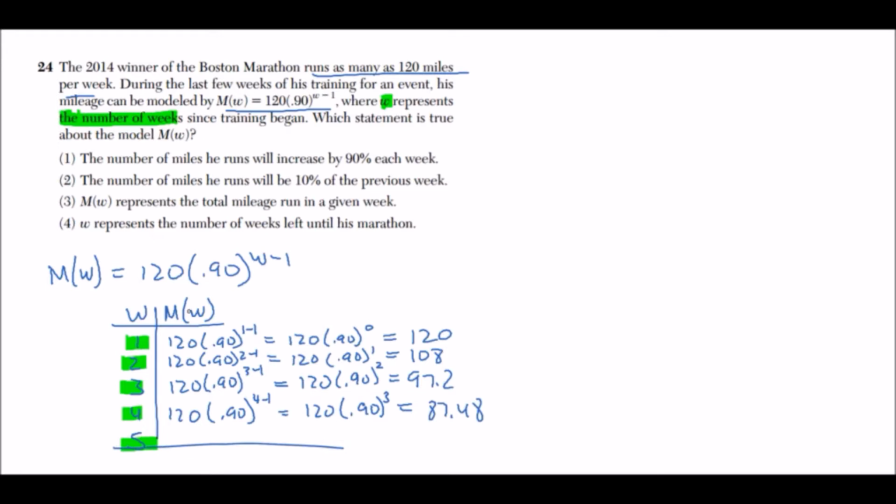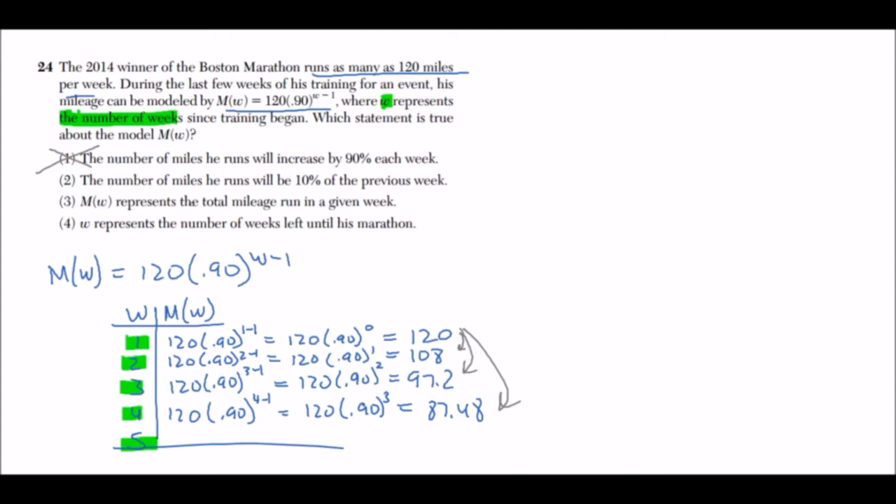So we actually start by running 120 miles in the first week, and then a little bit less, and then a little bit less, and then a little bit less. So the first choice is the number of miles he runs will increase by 90% each week. Well, we can actually see, and this is where doing this little bit of modeling helps, that it's actually decreasing. So that's not right.